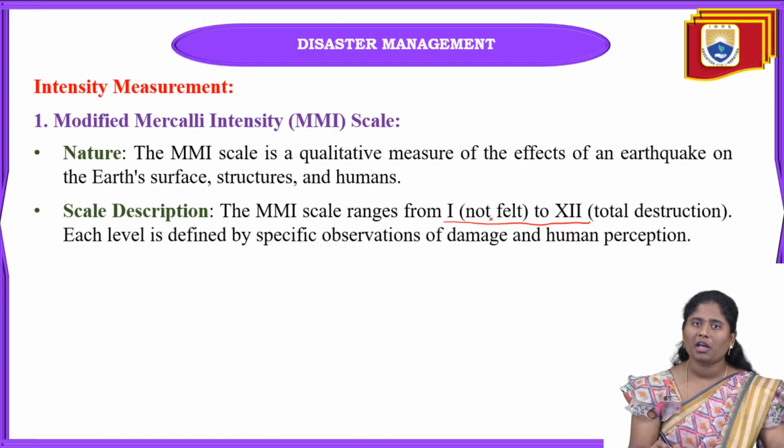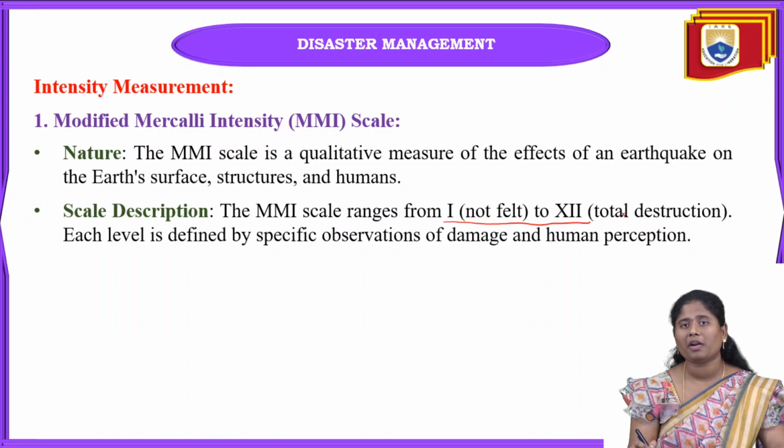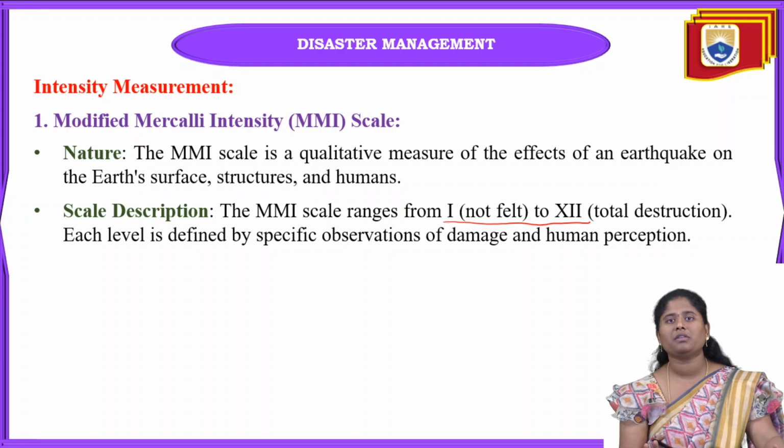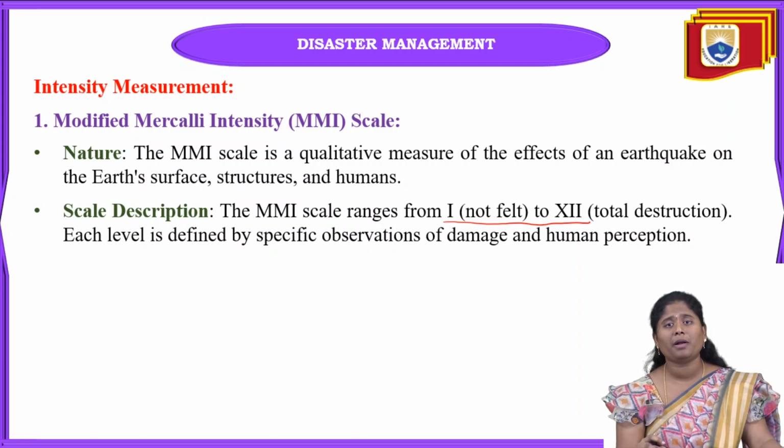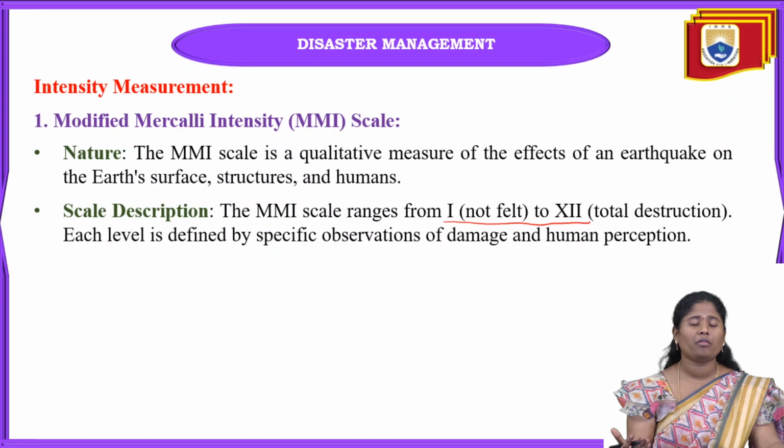In this one, that type of earthquake is not felt at all, whereas at the seventh level, the overall scale range of 7 means total destruction of that area. Each level is defined by specific observations of both the damage and the human perception. Damage means where it has occurred, whether in infrastructure, high-rise buildings, bridges, or skyscrapers.